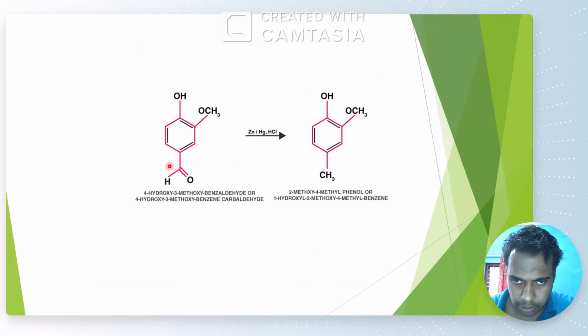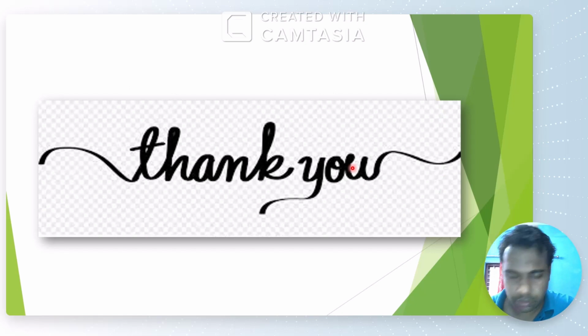In the third example, we have a carbonyl group here. Just add 2 hydrogens, and it will become CH3, right? This is the concept of Clemmensen reduction.